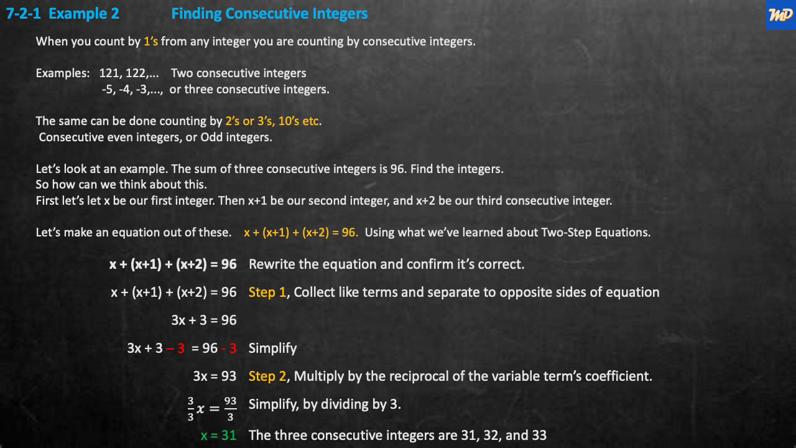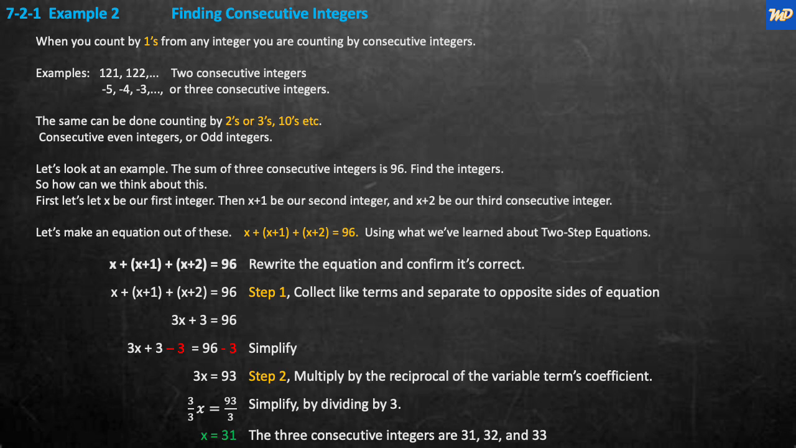Now, example 2 in this section, we're going to be finding consecutive integers. So what does that mean? It means we have some total value, like say 120 or whatever the number might be, and we want 3 consecutive integers that, when you add them all together, give you that number. So let's look at that. When you count by ones from any integer, you are counting by consecutive integers. So if you start with x, the next integer is x plus 1, and the next one is x plus 2. So that's counting by consecutive integers.